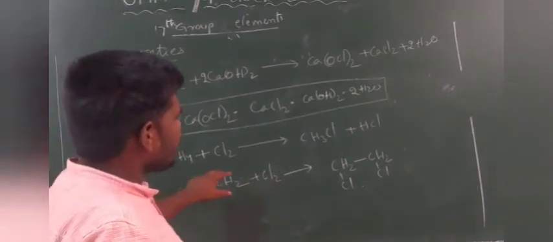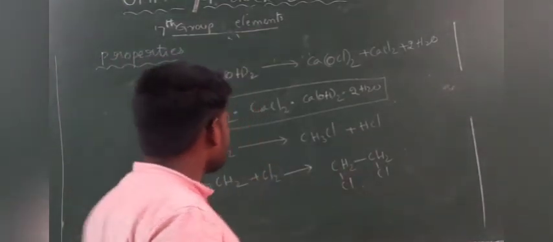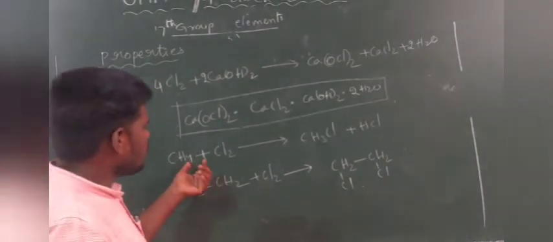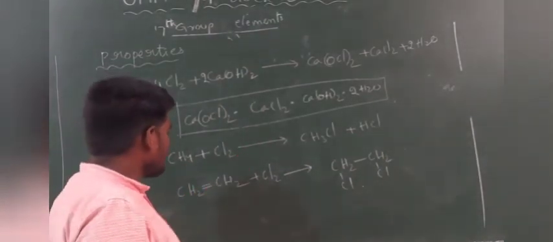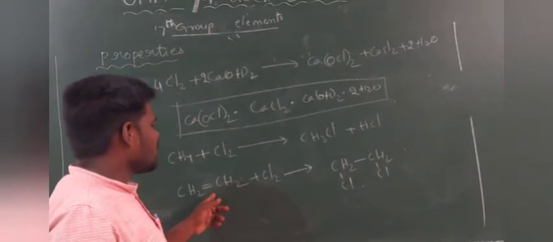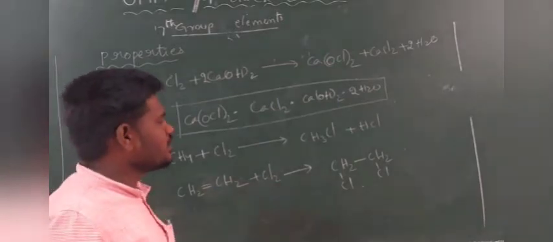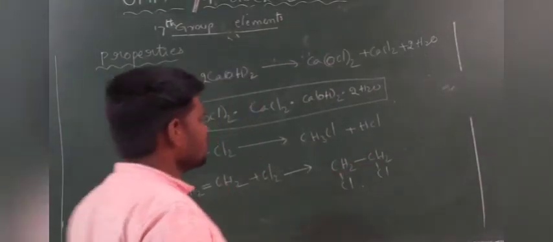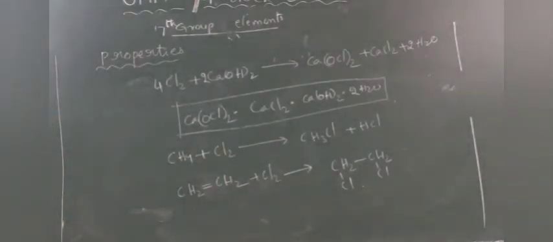Right? When chlorine is treated with saturated hydrocarbons like alkanes, substitution reaction takes place, guys, and one of the hydrogens is replaced by the chlorine. Next one, when it is treated with unsaturated compounds, addition reaction takes place, gives here saturated hydrocarbons, substituted hydrocarbons.